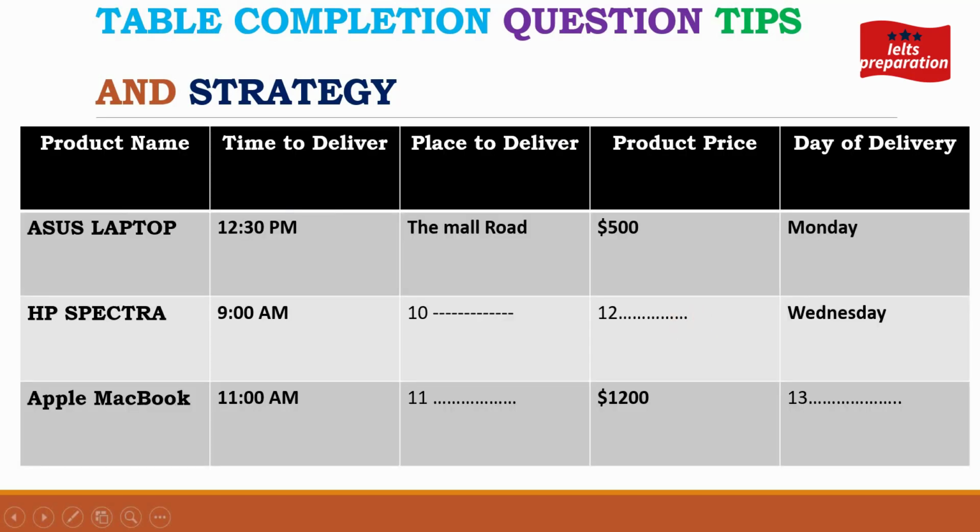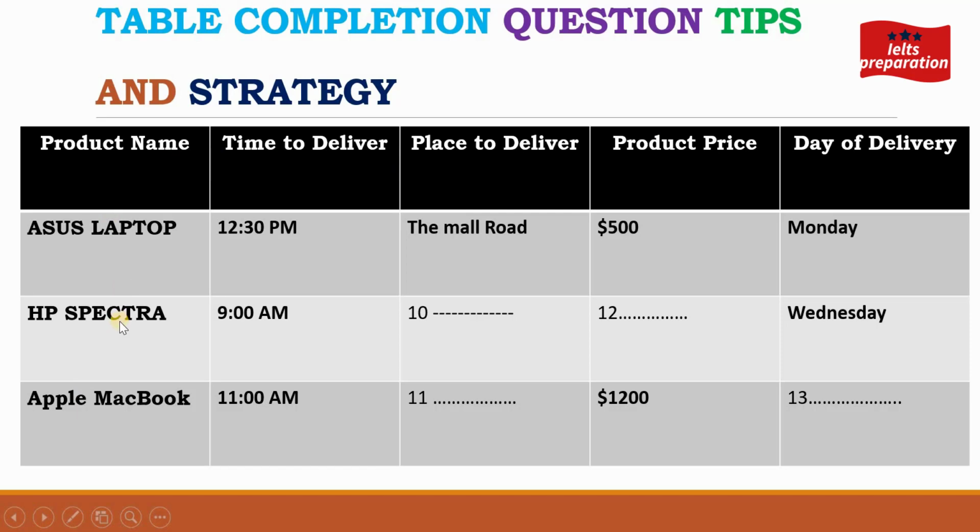So in the end, let's see a practical table. As you can see, this is a table. I have just taken random text. You will get an official and formal text regarding a practice test. Let's suppose I have taken the details about a product. These are the headings of the table: product name, time to deliver, place to deliver, product price, day of delivery. These are my table headings which you have to analyze before listening to the recording. Try to underline them as well, and read them and analyze them.